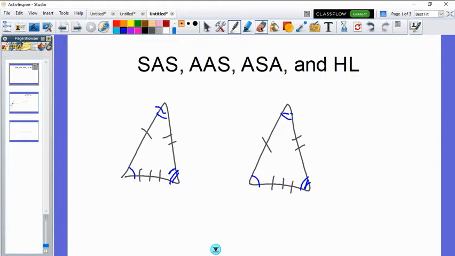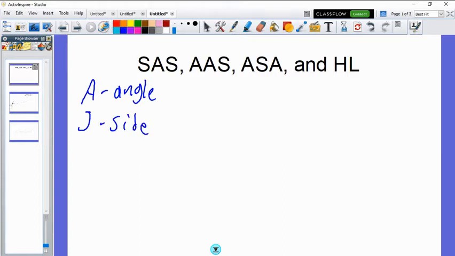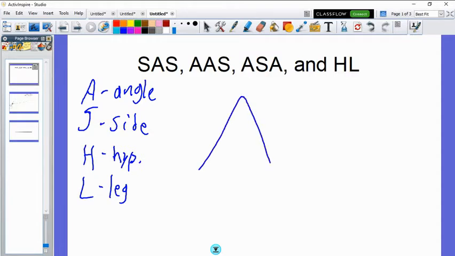What this does is it says you don't need all of this information in order to answer whether they are congruent or not. What A, S, H, and L stand for is A is angle, S is side, H is hypotenuse, and L is leg. And what it's saying is knowing these ones is enough to prove them congruent.